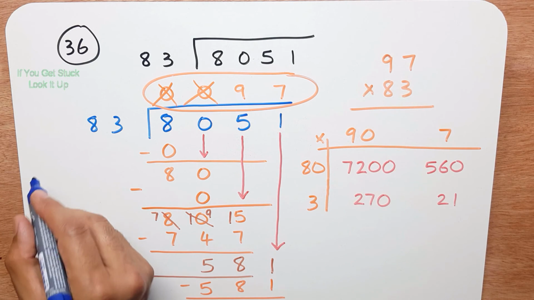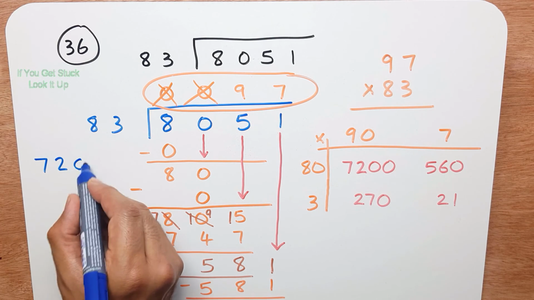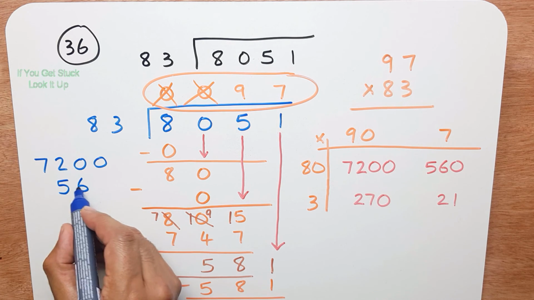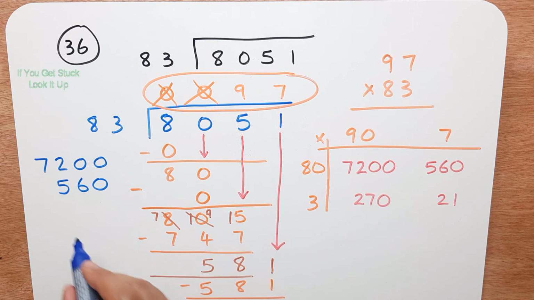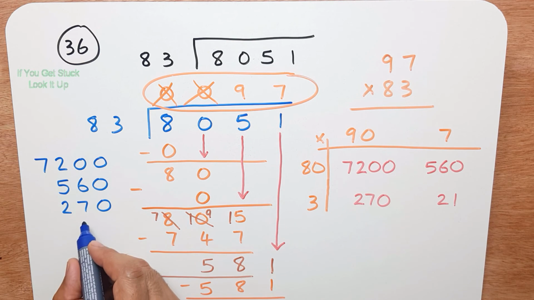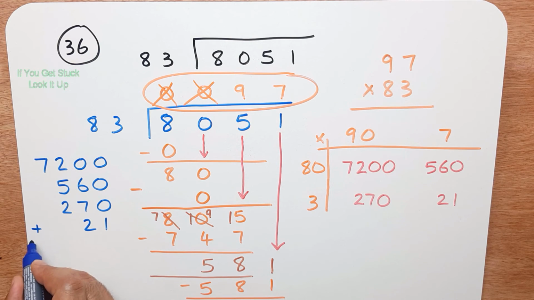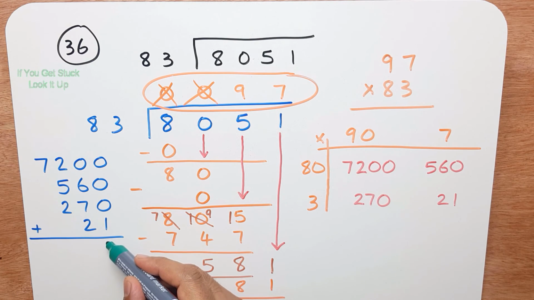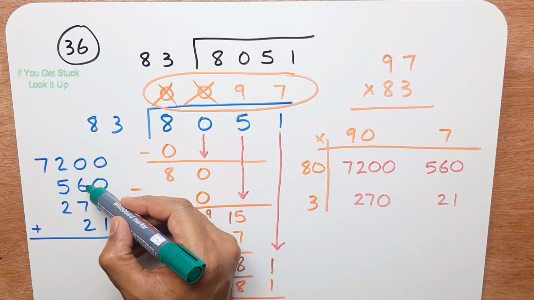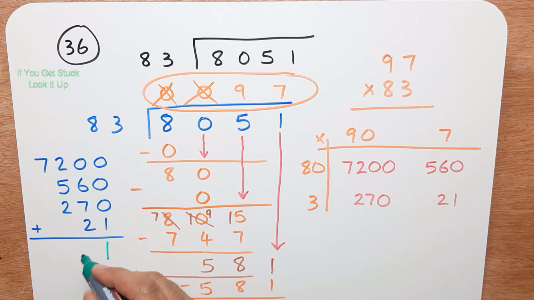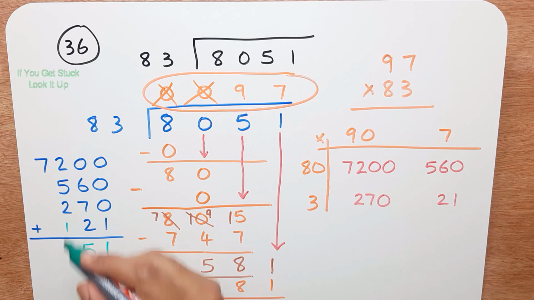So let me start with 7,200. Add 560. Add 270. And finally I need to add 21. Zero add 0 add 0 add 1 is simply 1. 0 add 6 add 7 is 13. Plus the 2 is 15. So I put the 5 down and I carry the 1 over to the next column.